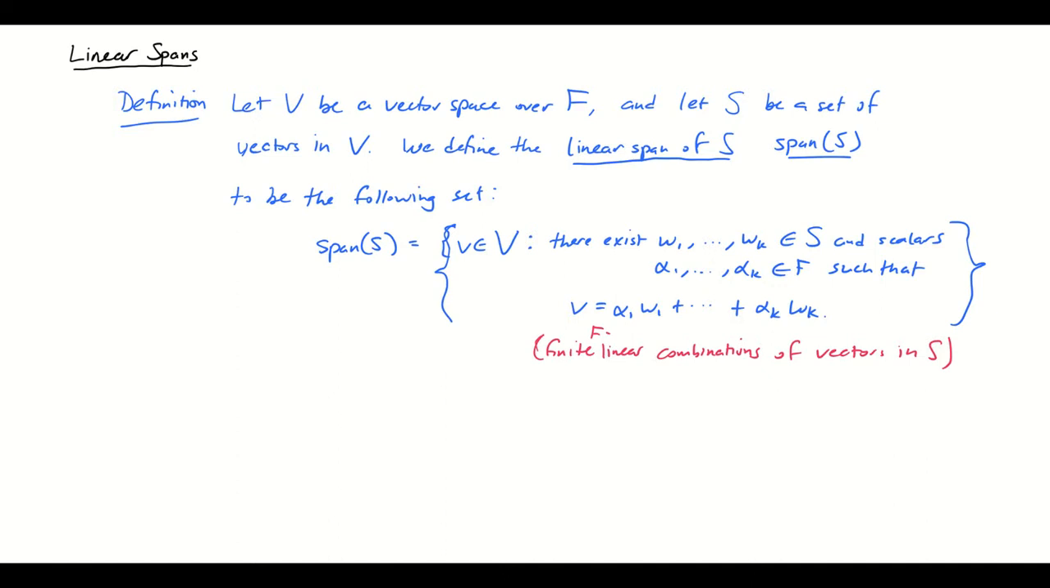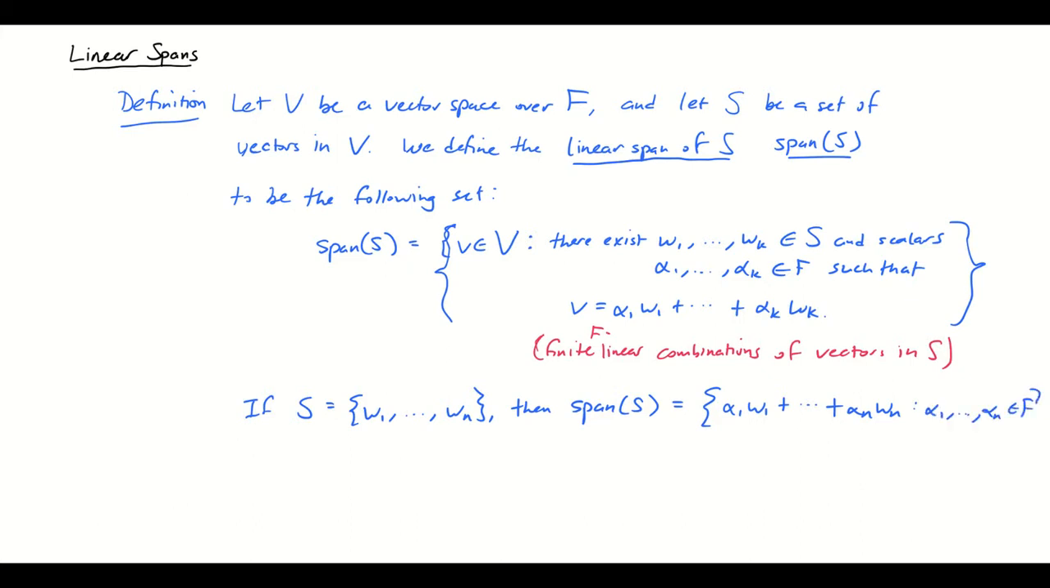And here's a special case, and this is the case that we'll be working in most of the time in this course. If S is just a finite set of vectors to begin with, W1 through Wn, then the span of that is just the set of all linear combinations of those n vectors. So I can just write a little more simply, and I'll explain the distinction in just a second. There we go. So that makes for a little bit more compact definition.